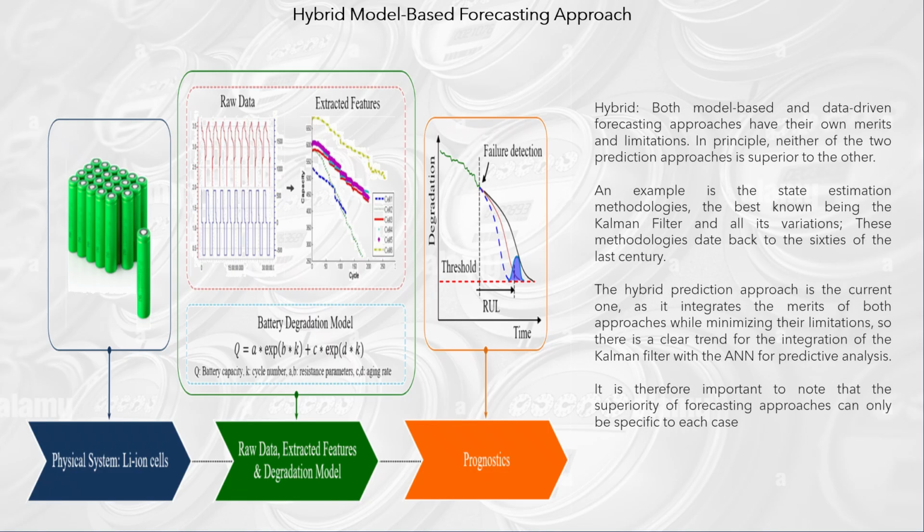Hybrid: both model-based and data-driven forecasting approaches have their own merits and limitations. In principle, neither of the two prediction approaches is superior to the other. An example is the state estimation methodologies, the best known being the Kalman filter and all its variations. These methodologies date back to the 60s of the last century. The hybrid prediction approach is the current one, as it integrates the merits of both approaches while minimizing their limitations, so there is a clear trend for the integration of the Kalman filter with the ANN for predictive analysis. It is therefore important to note that the superiority of forecasting approaches can only be specific to each case.